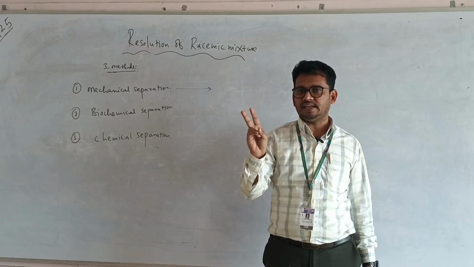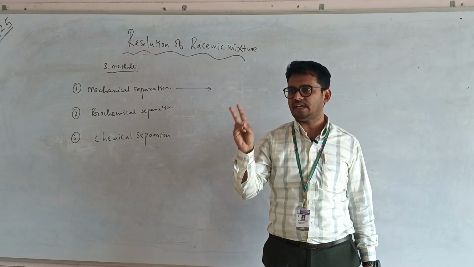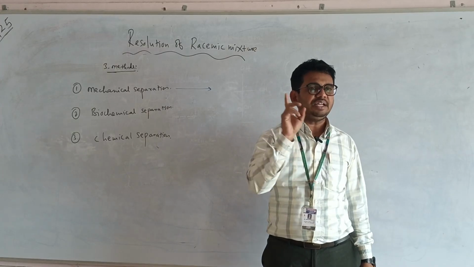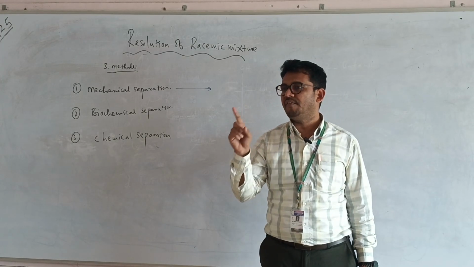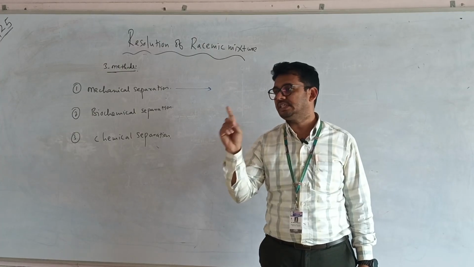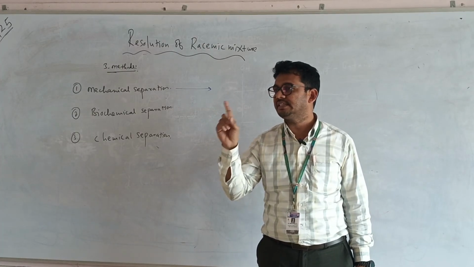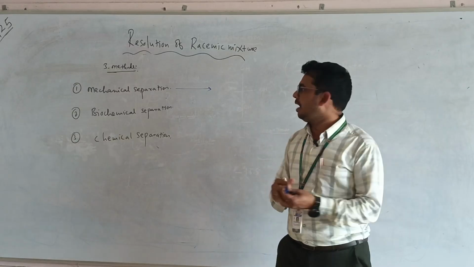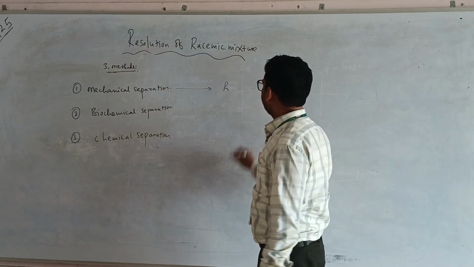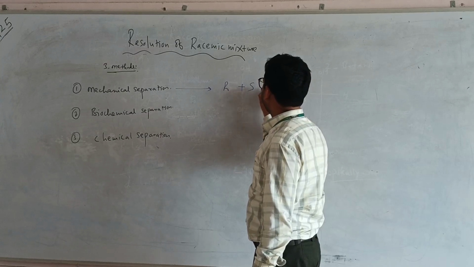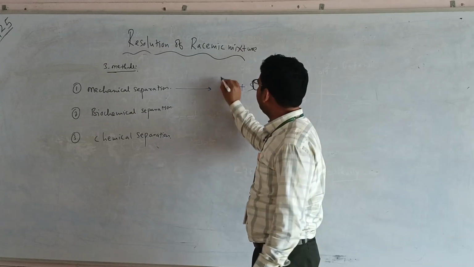Least chances are there. When the 2 enantiomers are present, one of the enantiomers will have different crystals. Formation of the crystals is different. For example, the crystal shape for the R is different and the crystal shape for the S will be different. What different will it have?